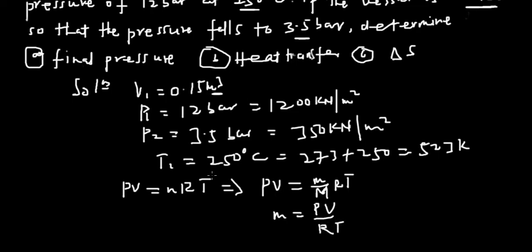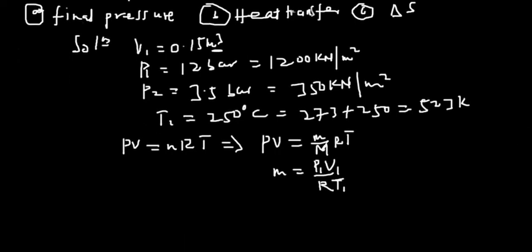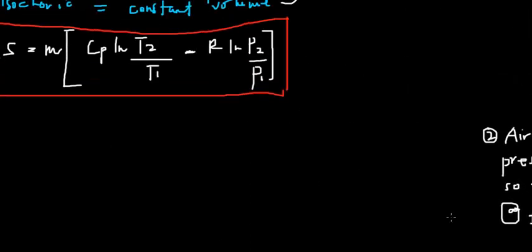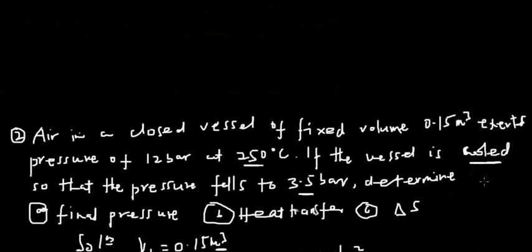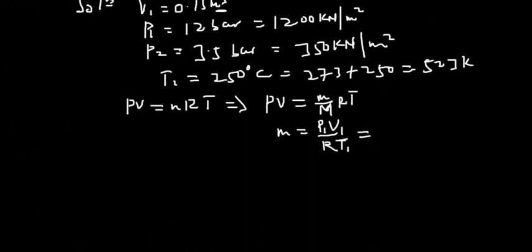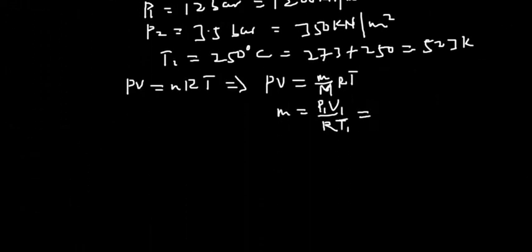divided by RT. So we've been given P1, we've been given V1, and T1. R is a constant. So now all you have to do is insert your values, and then you end up with your M. This M will be used in this formula. This formula is very, very important. Now let's proceed.